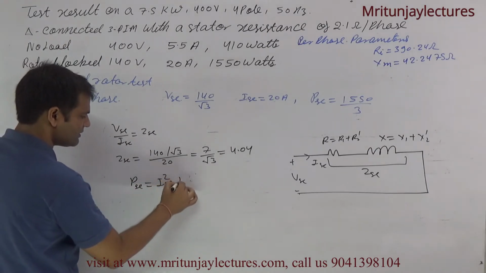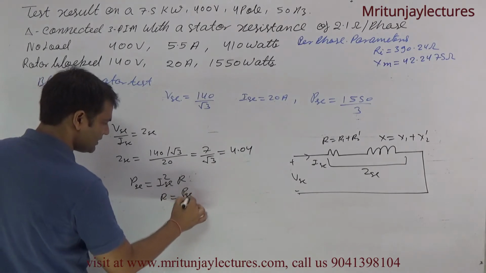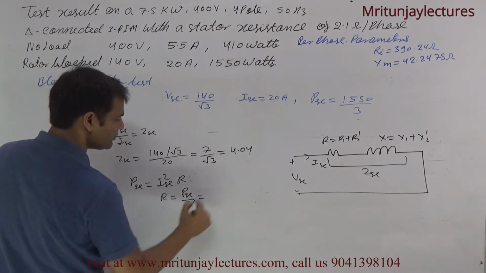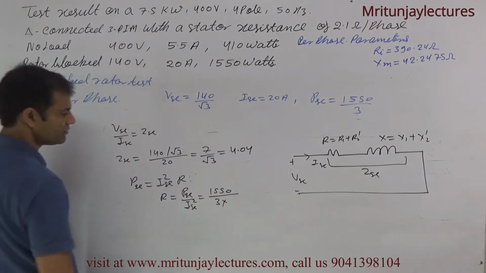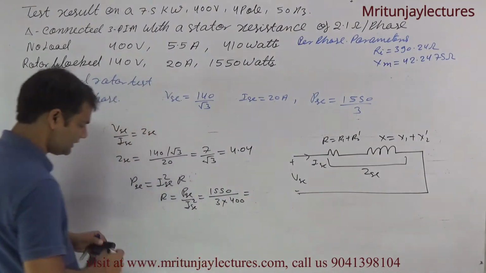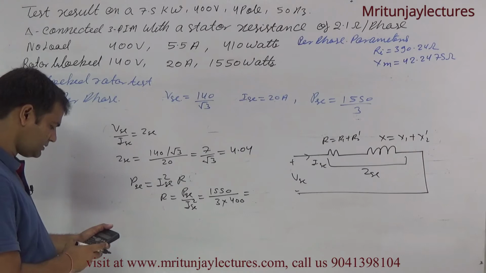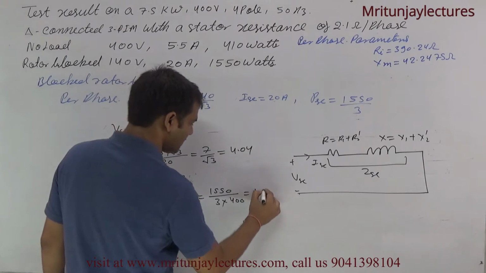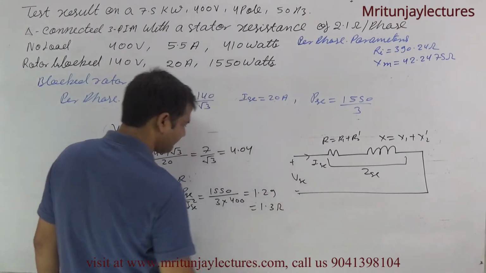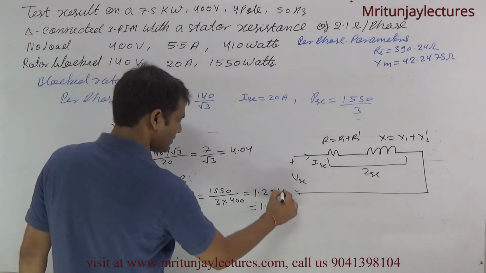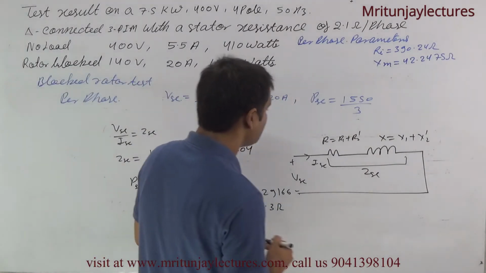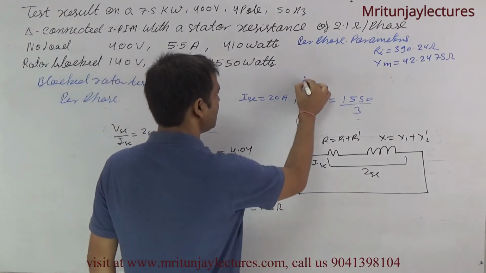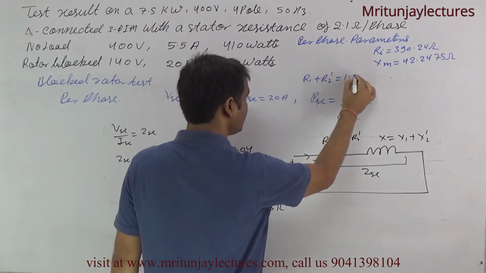This is also written as R, which is equal to PSC divided by ISC square. So, divide by 3 into ISC square. What about ISC? 20 square means 400. Finally, 1550 divided by 1200, that is 1.29, or you can say approximately 1.3 ohm. So finally we got R1 plus R2 dash equal to 1.3 ohm.